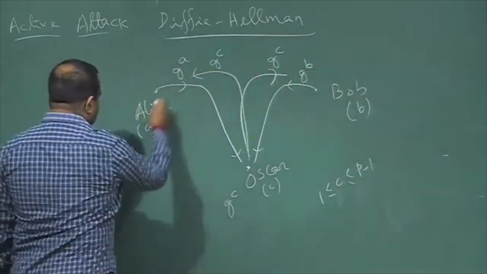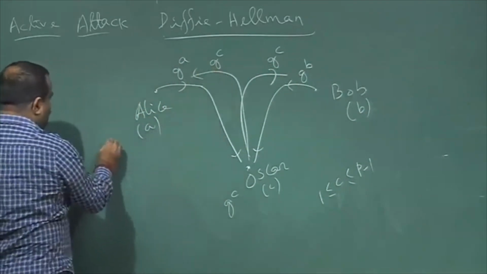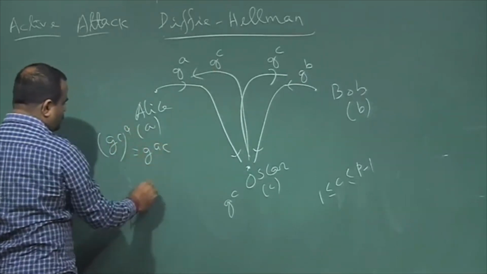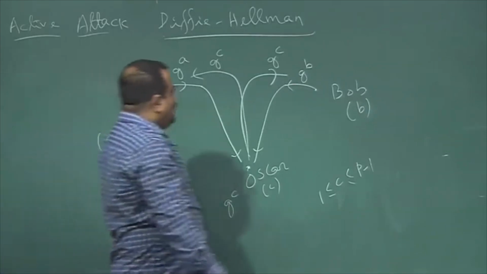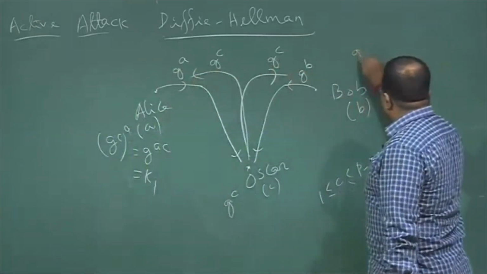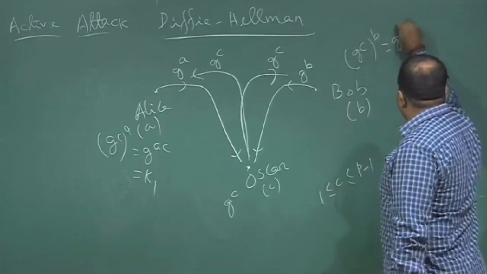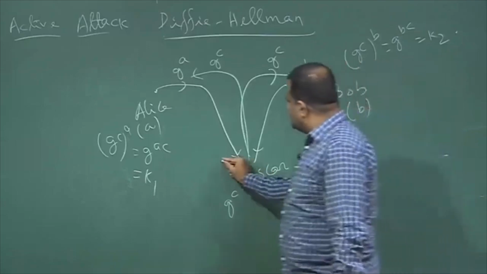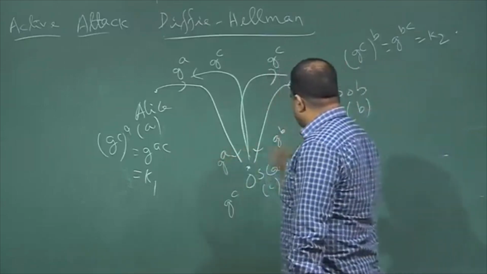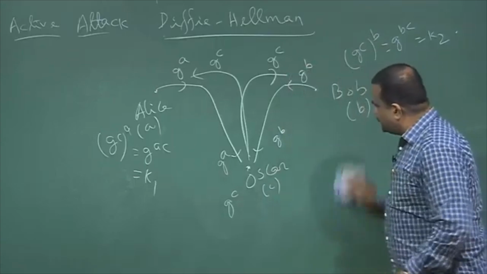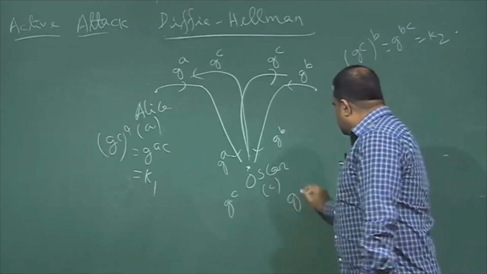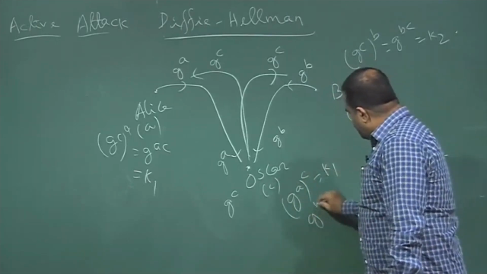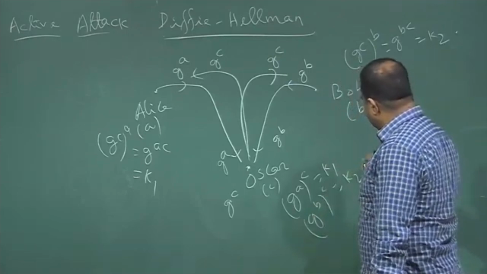Now Alice is getting G to the power C, so Alice computes G to the power C to the power A, which is G to the power AC. This is K1. Bob receives G to the power C, so Bob computes G to the power C to the power B, which is G to the power BC, which is K2. Now, what will Oscar do? Oscar gets G to the power A and also G to the power B, and Oscar has his secret C. So Oscar can compute G to the power A to the power C, which is K1, and G to the power B to the power C, which is K2.